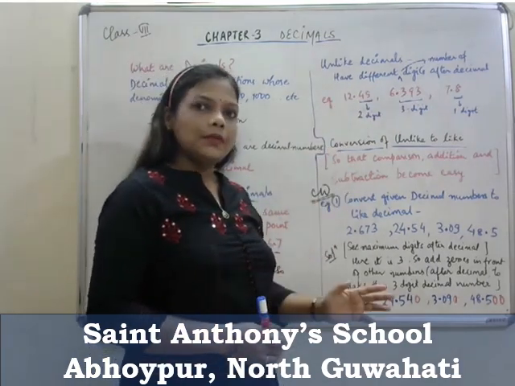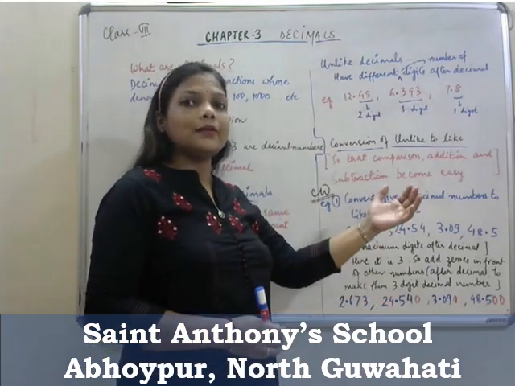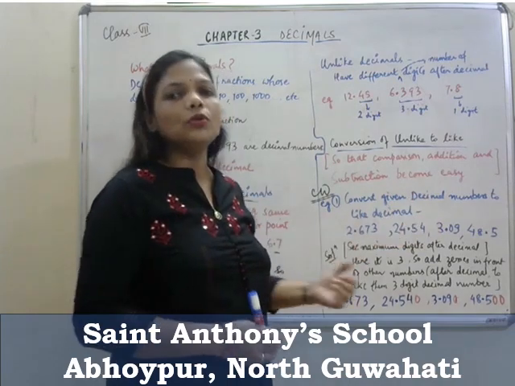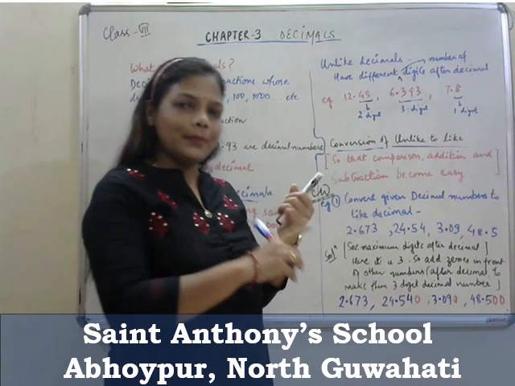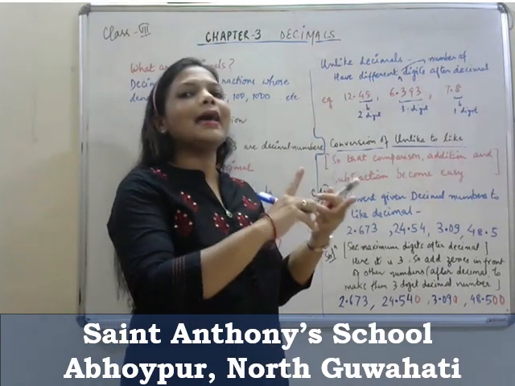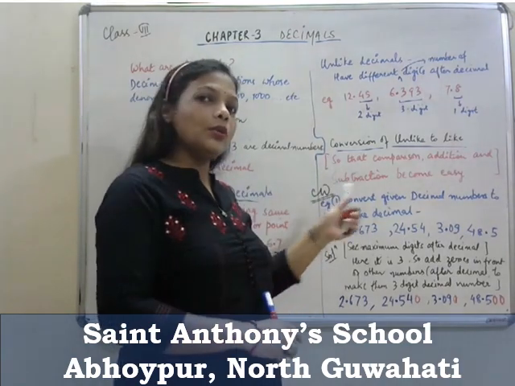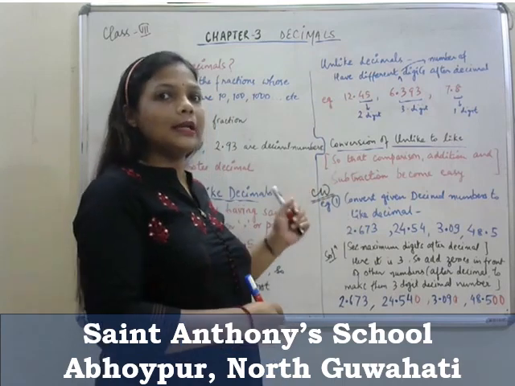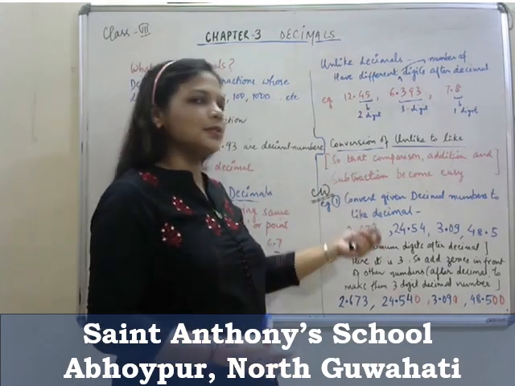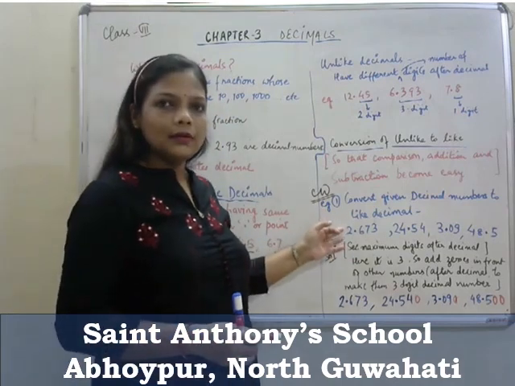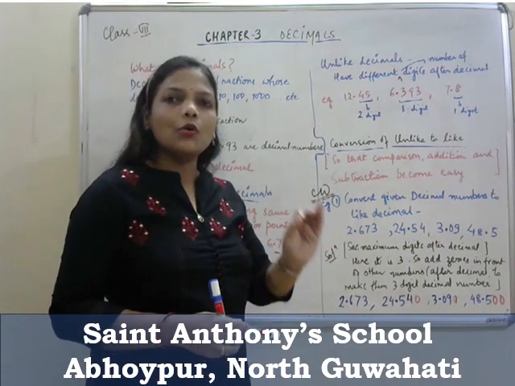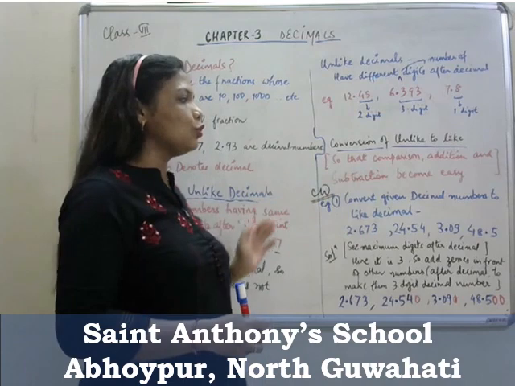Now we will see how to convert unlike decimals to like decimals. This is very important because it will help you in comparison, addition and subtraction. So I will only teach you how to convert unlike to like. Then you can do comparisons, addition, subtraction yourself. So how to convert? Please listen to me properly. How to convert unlike to like?